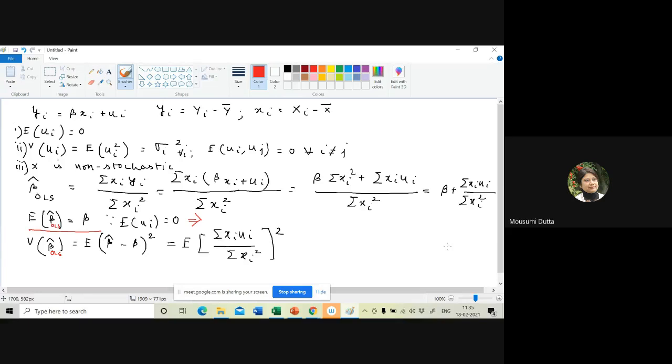We earlier got that beta hat OLS is equal to beta plus summation xi ui divided by summation xi square. So beta hat minus beta will be simply summation xi ui divided by summation xi square. So expectation of beta hat minus beta whole square can be presented as expectation of summation xi ui divided by summation xi square whole square. Any question up to this?